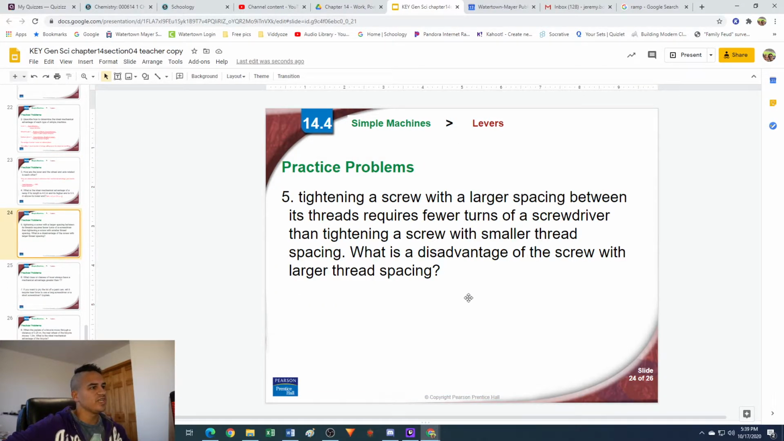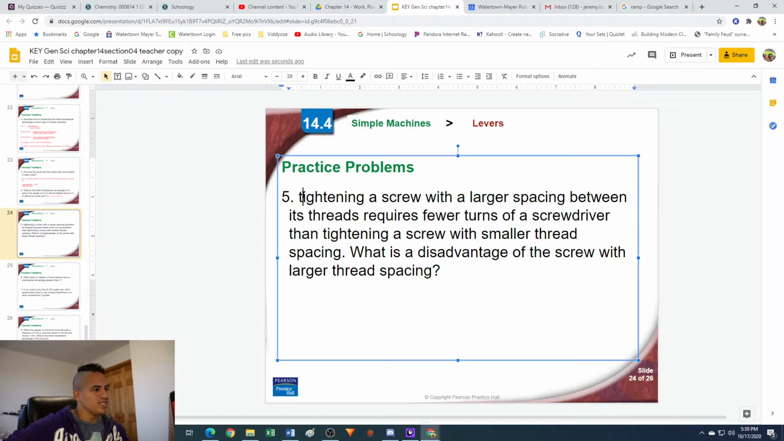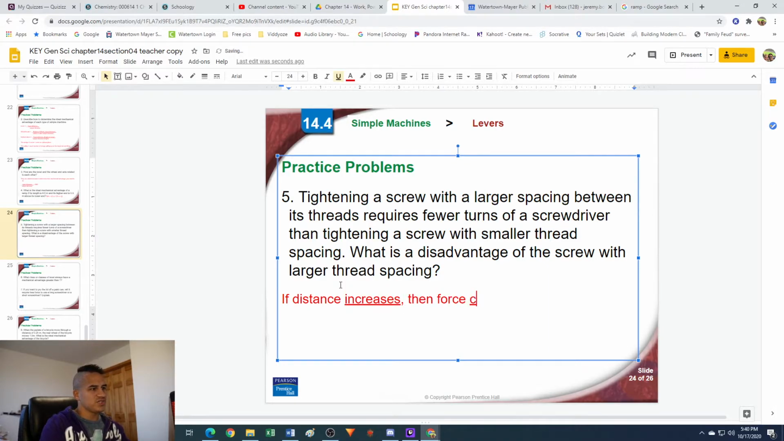Tightening a screw with a larger spacing between its threads requires fewer turns of a screwdriver than tightening a screw with smaller thread spacing. What is a disadvantage of the screw with larger thread spacing? Okay, so this again is going back to what machines do. Okay, remember, if distance increases, then force decreases. Okay, and vice versa.